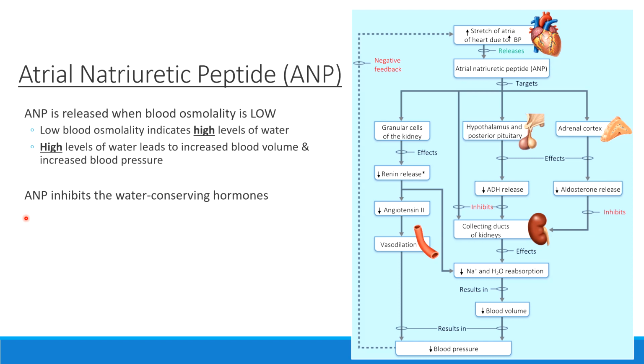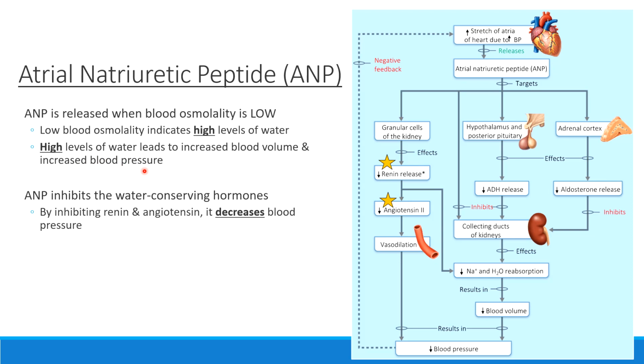The mechanism of action for atrial natriuretic hormone, or peptide, is to inhibit those water-conserving hormones that we just discussed. So directly, ANP will decrease the level of renin and angiotensin release and activation in the body. By doing this, we lead to a systemic decrease in blood pressure. Decreased blood pressure is going to help us with returning back to homeostasis. Remember, this was triggered by increased blood pressure.